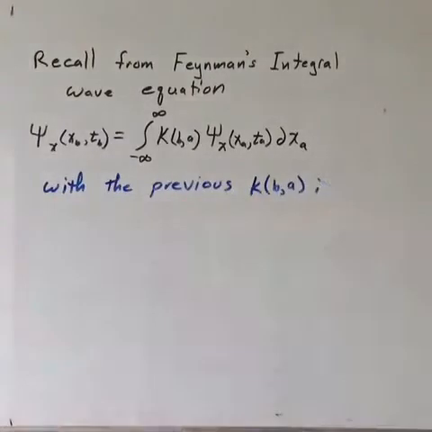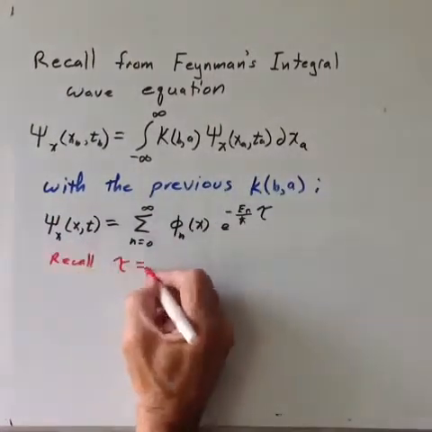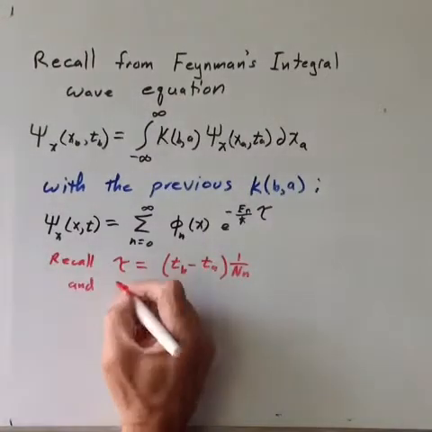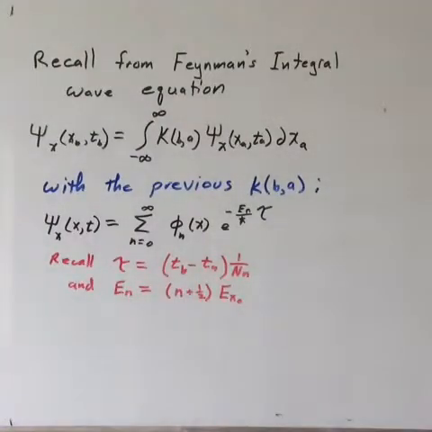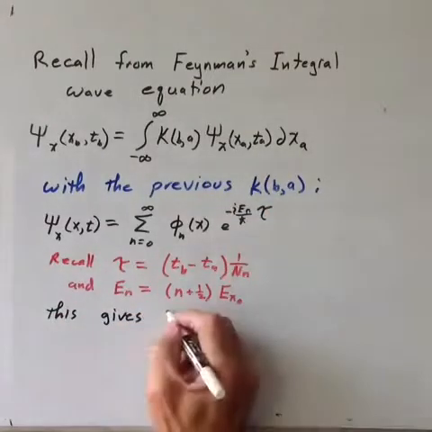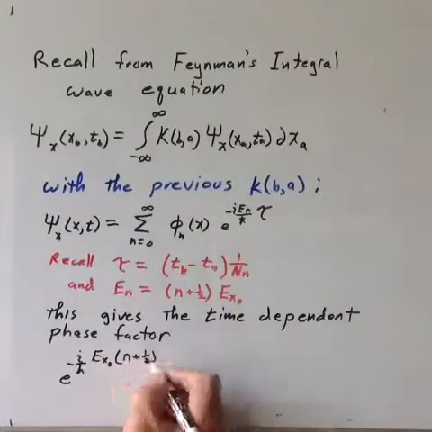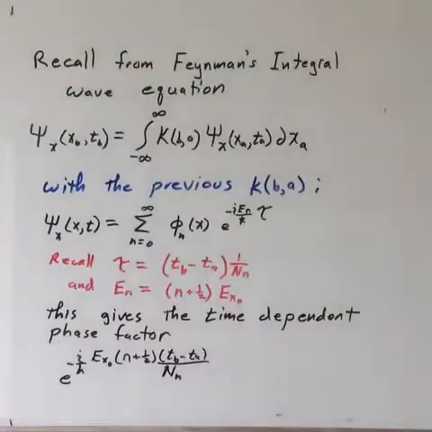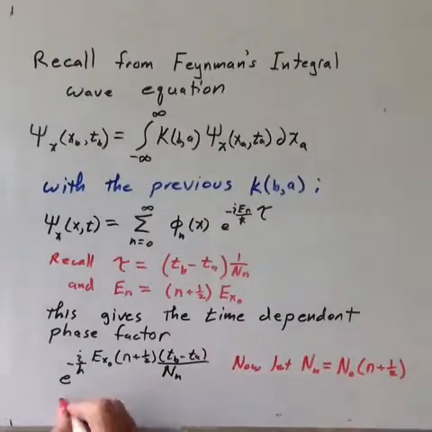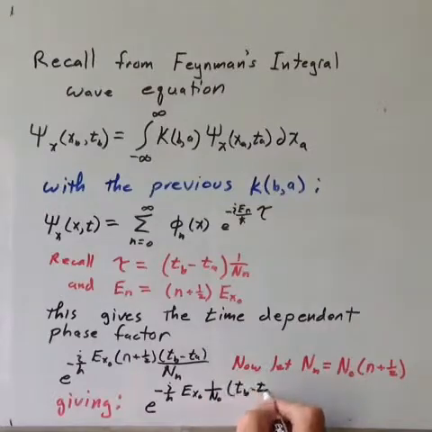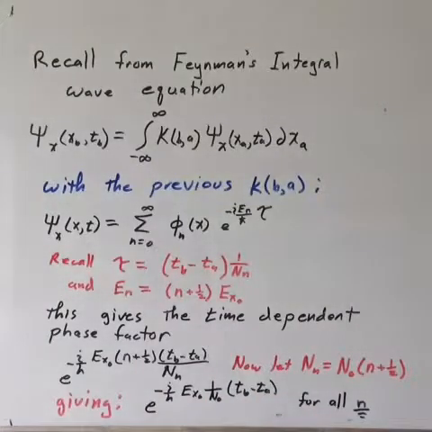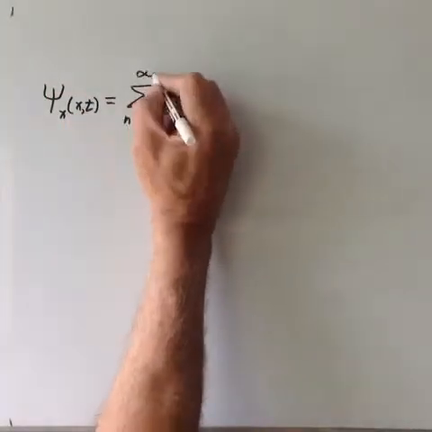as defined before. Now recall the definition of tau, the natural period, as tb minus ta divided by n. We know that E sub n just equals the ground state times small n plus 1/2. If we plug these into the time-dependent phase factor and let n sub n equal n0, the ground state, times small n plus 1/2, we get a constant energy, making all the energy levels degenerate. I know this sounds confusing, but when understood in the path integral formulation, it is very intuitive.